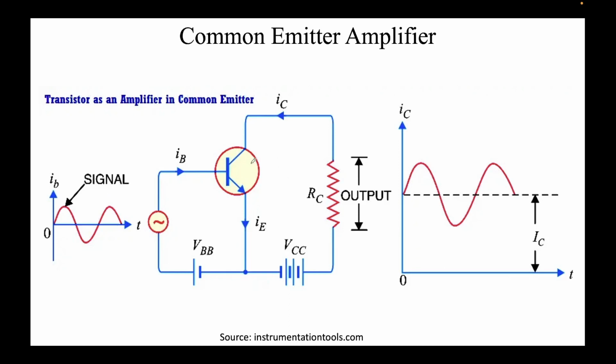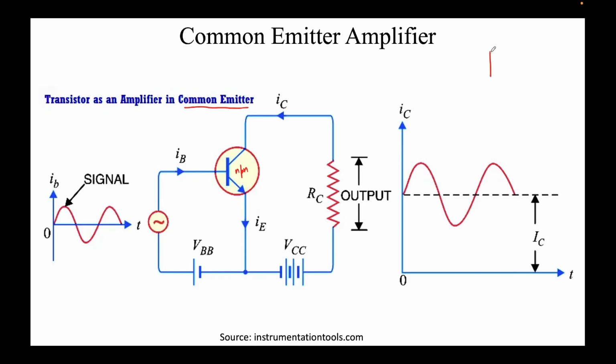So this is the NPN BJT that we saw earlier. This is the collector, base and emitter respectively. You can see the current flowing, and we have applied some DC bias VBB and VCC. The key thing to note in a common emitter configuration is that this emitter is common to both the input side and the output side.